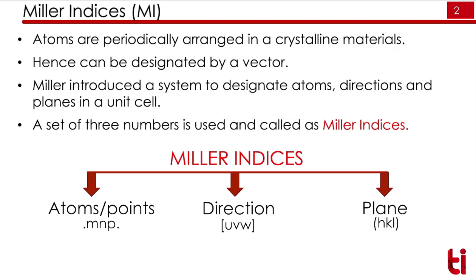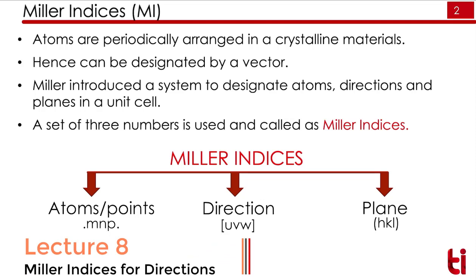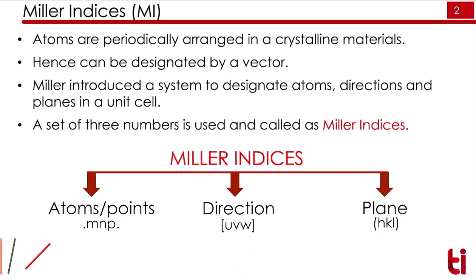As we know, crystalline materials have atoms arranged in a periodic fashion, and suppose they are arranged in a direction, that periodicity continues to a finite distance, that we call a crystalline material. So we can designate the position of an atom by a vector. Miller has introduced a system for designating the atoms, that we know as Miller indices.